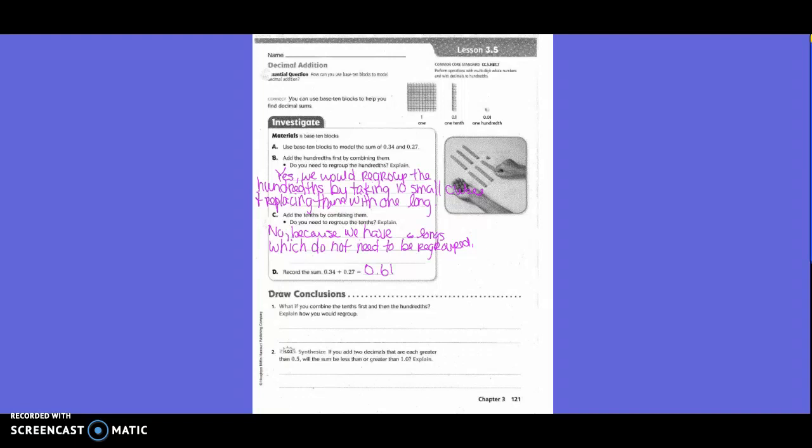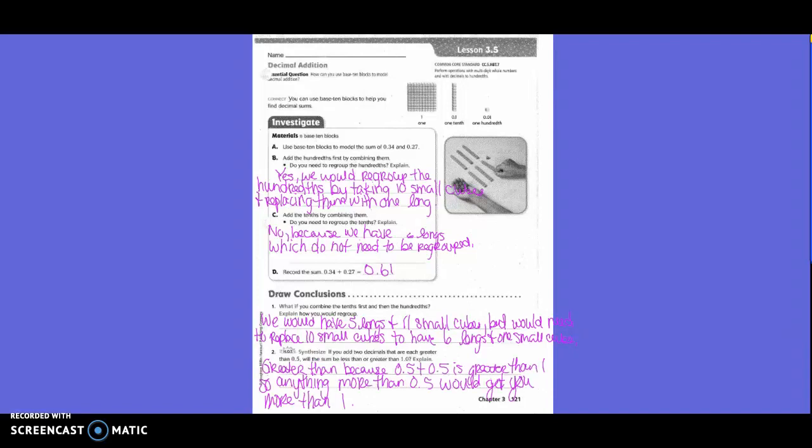Draw conclusions. What if you combine the tenths first and then the hundredths? Explain how you would regroup. You would have 5 longs and 11 small cubes, but would need to replace 10 small cubes to have 6 longs and 1 small cube. Number 2, HOT problem, synthesize. If you had 2 decimals that are each greater than 5/10, will the sum be less than or greater than 1? Explain. Greater than, because 5/10 plus 5/10 is greater than 1. So anything more than 5/10 would get you more than 1.